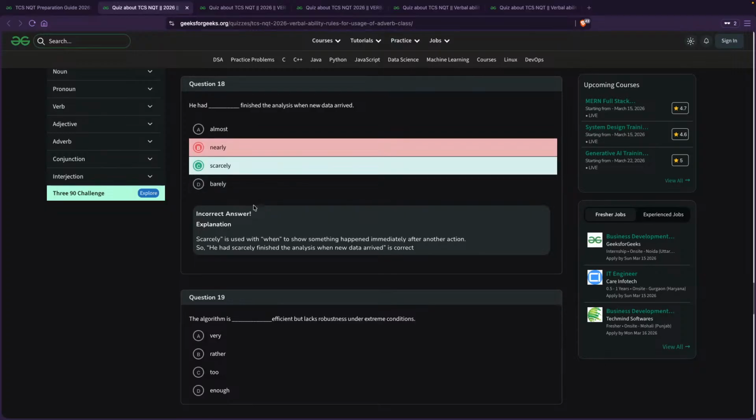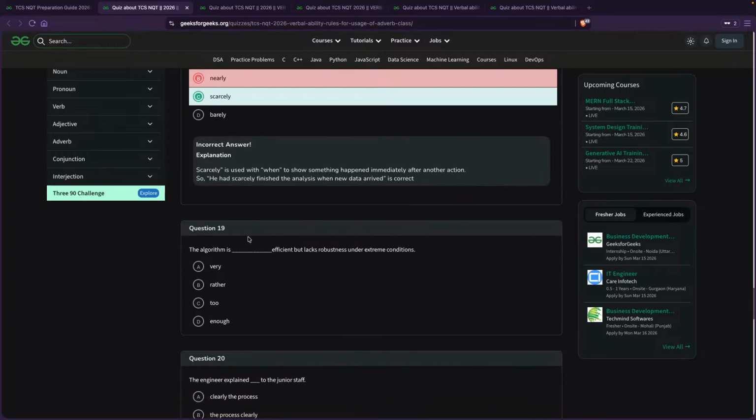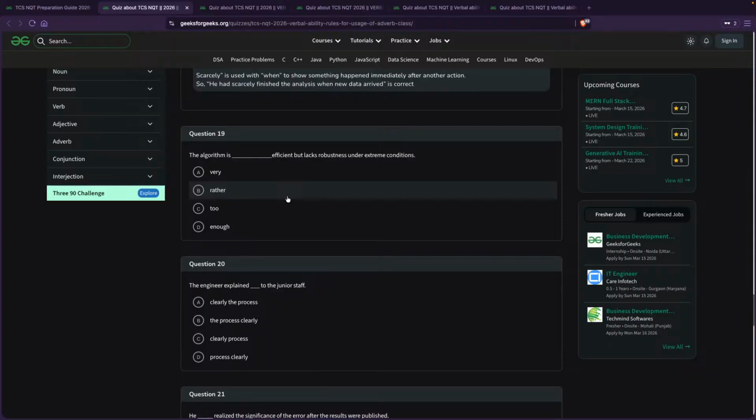Scarcely, I don't know the meaning of scarcely. How can I use scarcely? Scarcely is used to show that something happened immediately after another action. So, he had scarcely finished the analysis.